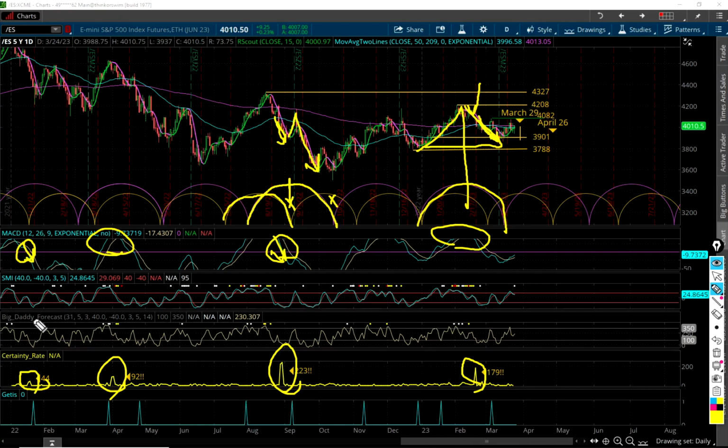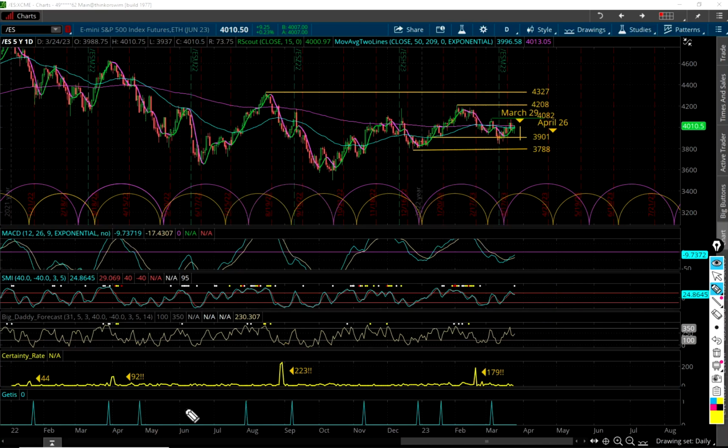Okay? So let me just go back for a moment on the SMI here and the Big Daddy. This is really more helpful for short-term swing traders, maybe even intraday. Short-term swing traders are going to use these. Long-term swing traders, and maybe even investors, are going to look at certainty rating and the Getis indicator. When these happen, take notice. When you see these kind of spikes on the certainty rate or the Getis indicator and the nightly emails, take notice. Something big's going to happen. Be patient. You can make a lot of money. You just got to get your direction right and be patient. All right. So that's how I use the certainty rate when I see big spikes.